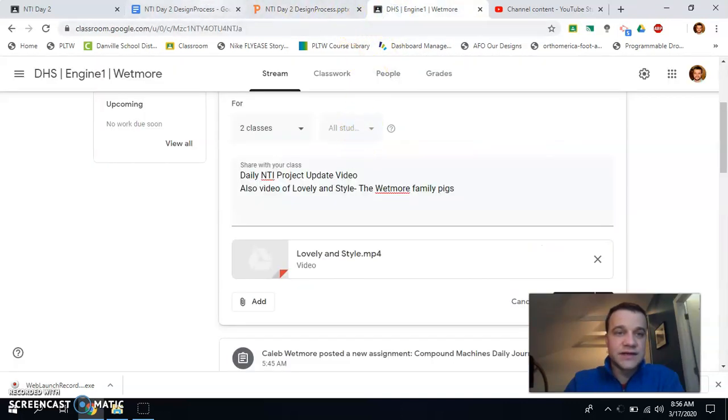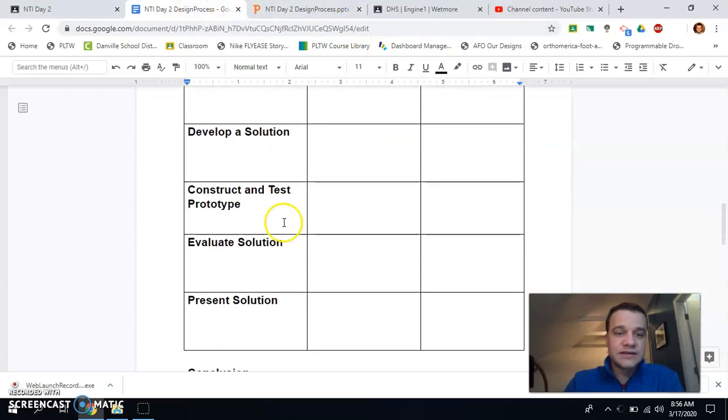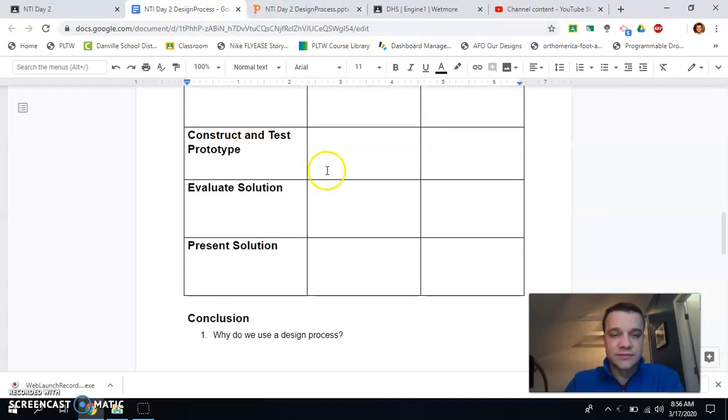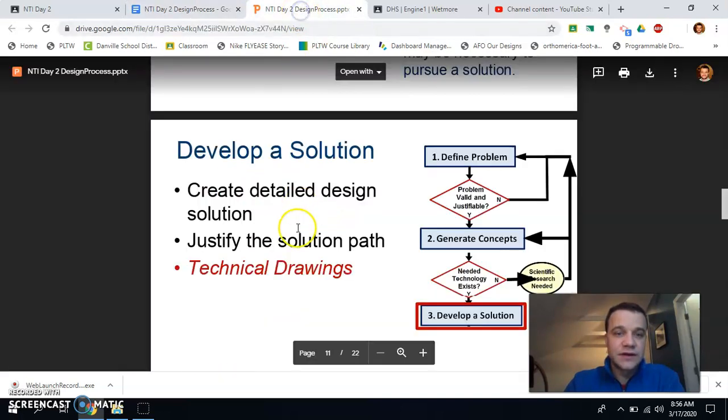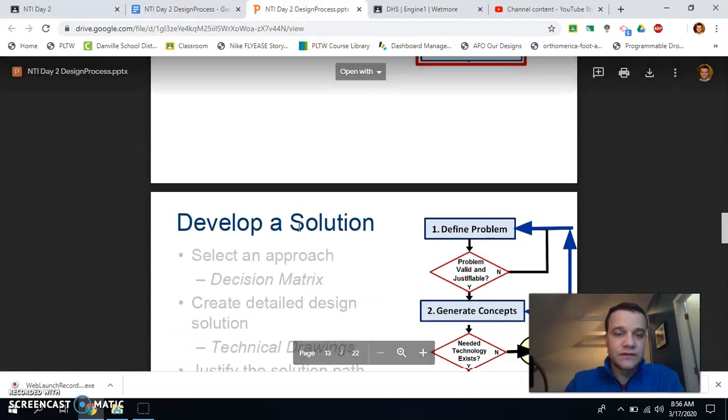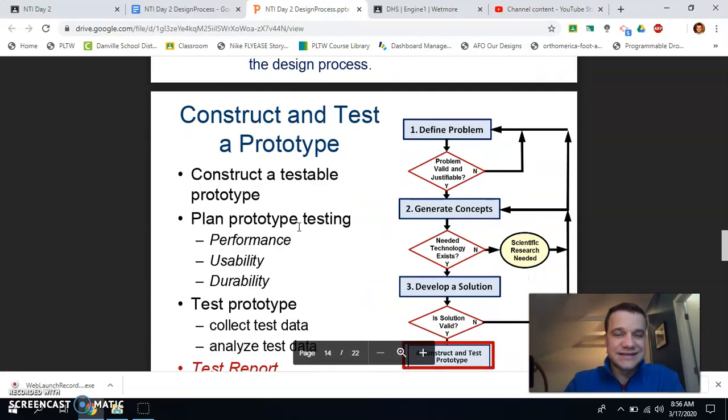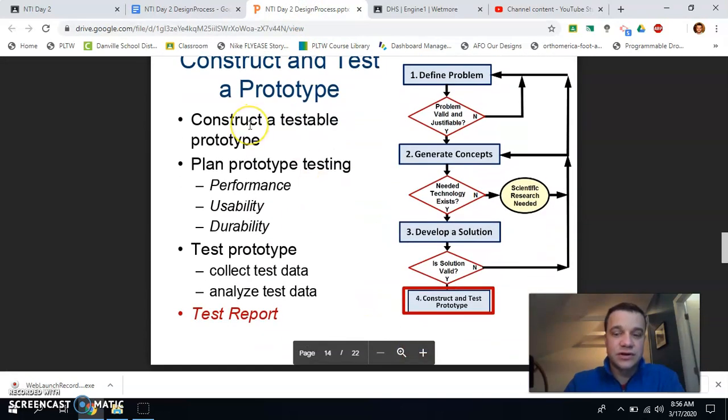You go ahead and you make it and you test it. Next, you construct and test that prototype. So these two steps are real similar. We scroll on down to construct and test a prototype. That construction might be a physical construction. It might be a writing out of the system or plan.